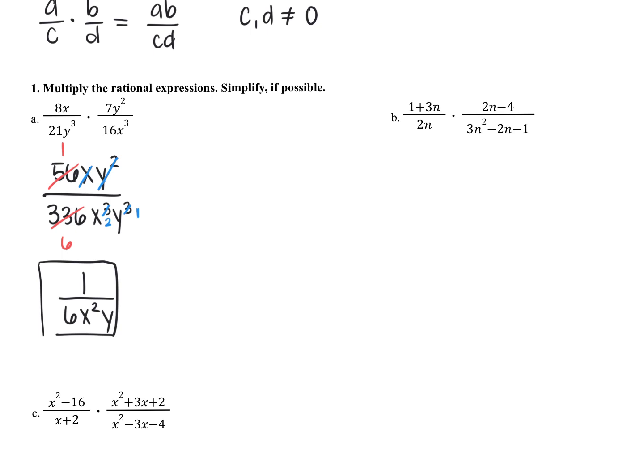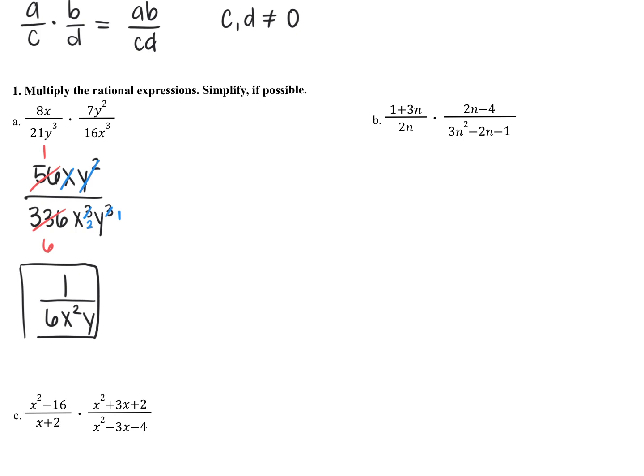Now let's look at more common examples we're going to be looking at, where we have binomials or polynomials in your numerator and denominator and we want to multiply. So I have 1 plus 3n over 2n times 2n minus 4 over 3n squared minus 2n minus 1. So when we multiply here, we don't actually want to multiply and distribute. What we want to do is factor and simplify and then write our final answer as a single fraction. So my first fraction, 1 plus 3n all over 2n, there's no factoring I can do there. So it's going to stay 1 plus 3n all over 2n.